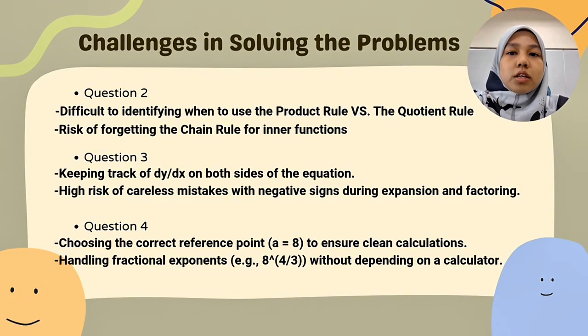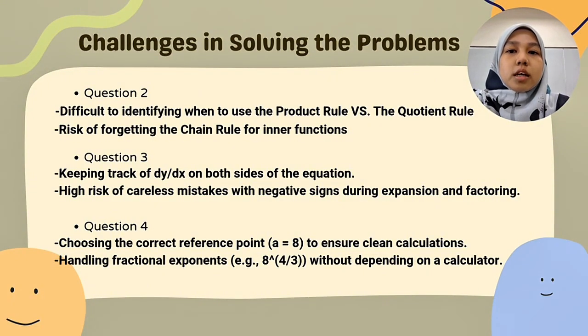Second, in question 3, we deal with algebra complexity. Since we are using implicit differentiation, dy over dx is scattered on both sides of the equation. This requires intense concentration because a single careless mistake with a negative sign during subtraction or factoring will ruin the entire final answer. Lastly, in question 4, the difficulty is about strategic approximations.